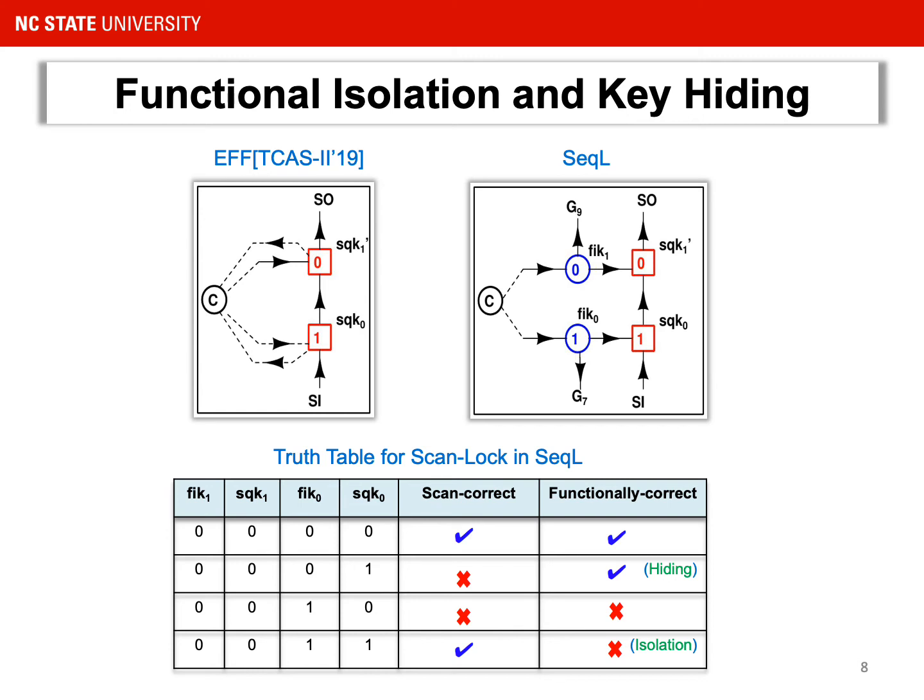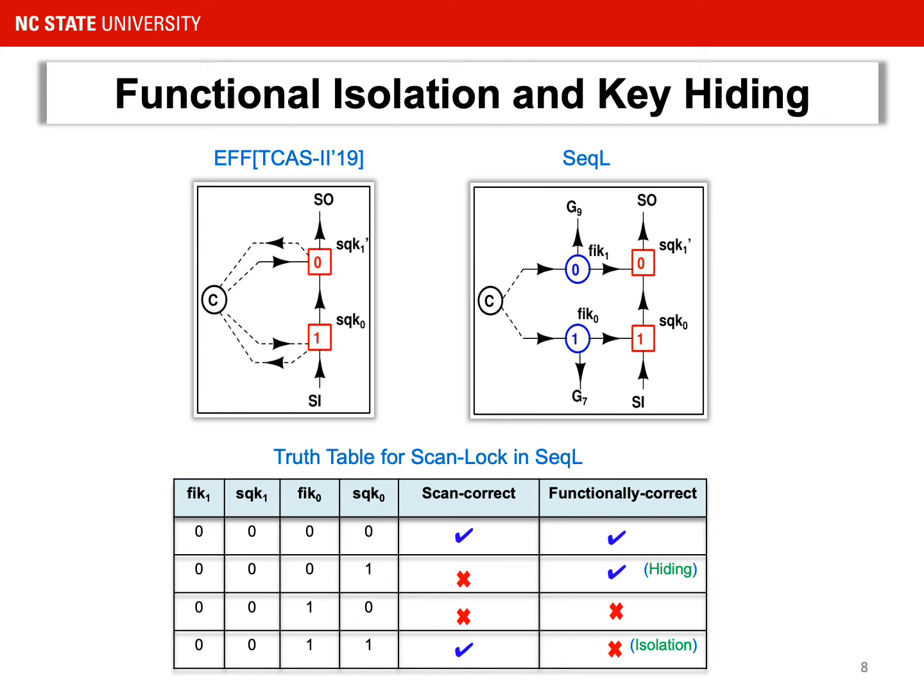Below we can see the truth table for scan lock in SeqL. It consists of 4 bits, FIK0, FIK1, SQK0, SQK1, making it a total of 16 entries, but we only show 4 entries for the sake of simplicity. The second row actually shows a key which is functionally correct but scan incorrect, because of which this key is never visible to the attacker who launches the attack in the scan mode.